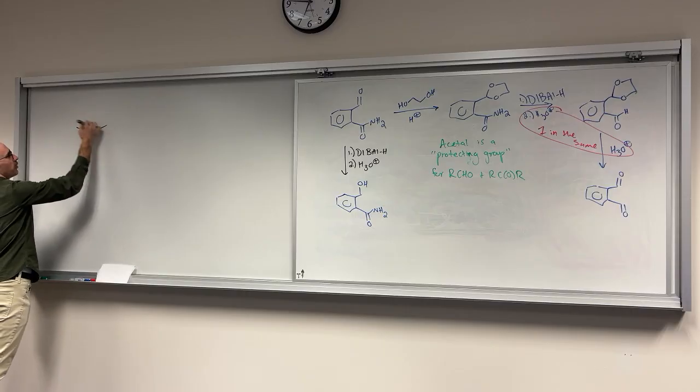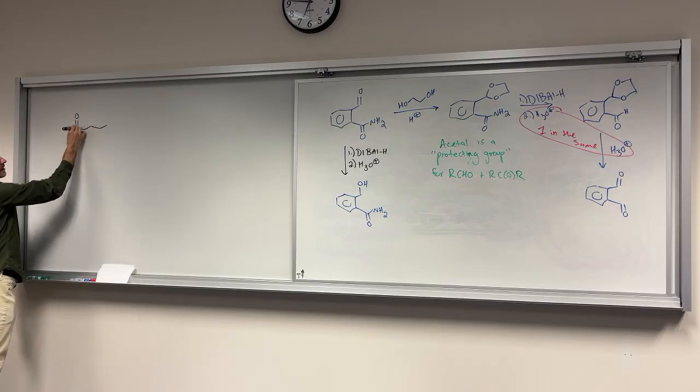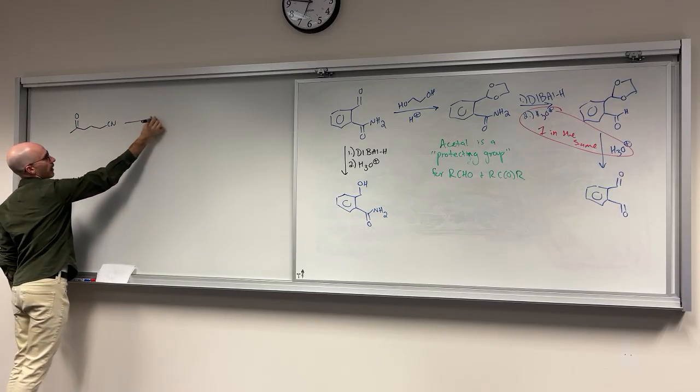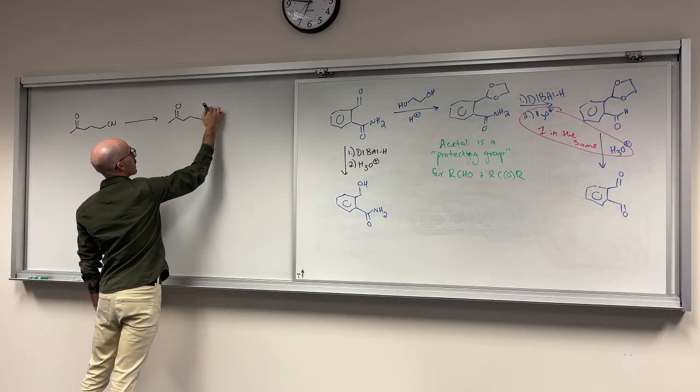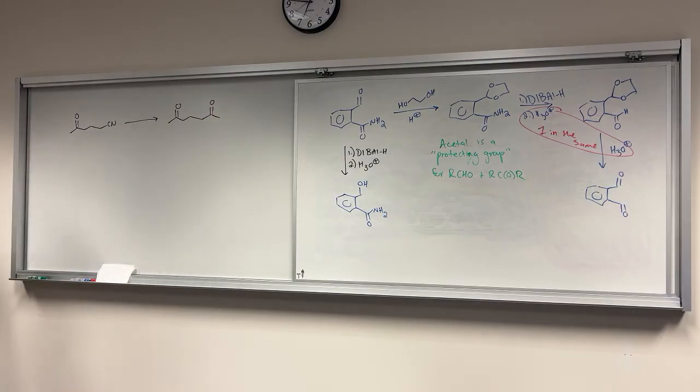Let's look at another example. Let's say I have this ketone and this nitrile, and I want to get to this diketone. How can a nitrile be converted into a ketone? Turn it into a carboxylic acid first. Yeah, that'd be a long step.